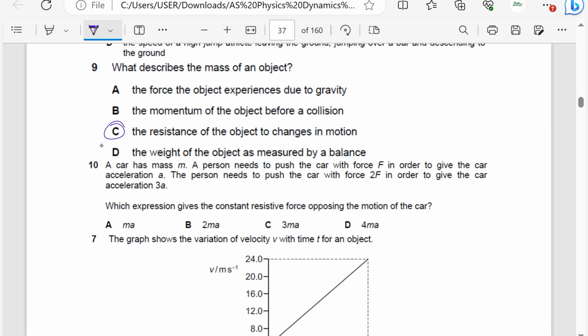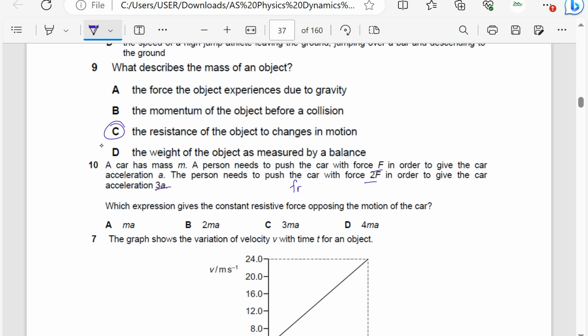A car has mass m. A person needs to push the car with a force F in order to give the car an acceleration a. The person needs to push the car with a force twice F in order to give the car acceleration 3a. Which expression gives the constant resistive force opposing the motion of the car? Let the resistive force be Fr.